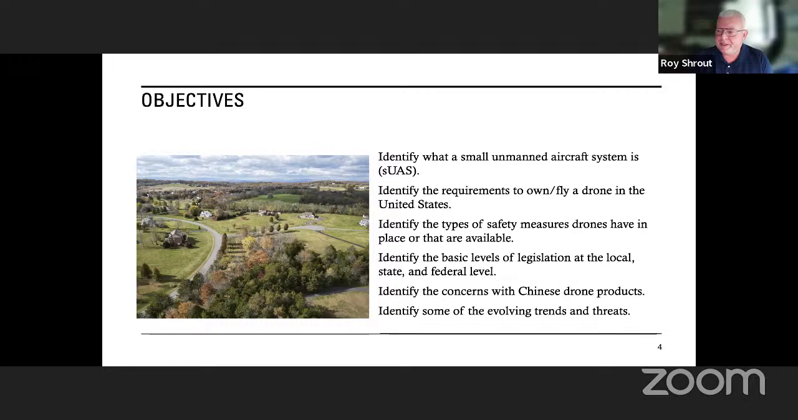What types of safety measures? That's a big concern with people: how safe are these things? And then also talk about the basic levels of legislation, local, state, and federal, because there are some interesting things that have been going on in the last 6 months nationwide. The other big buzzword is the Chinese drones and what the concerns are. We'll talk about that for a few minutes. And then what are some of the evolving trends and threats?